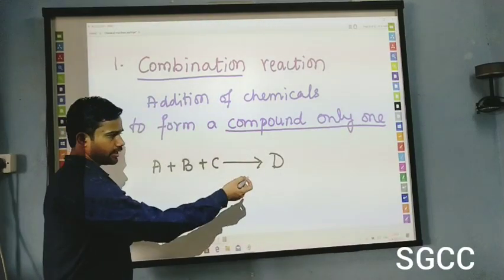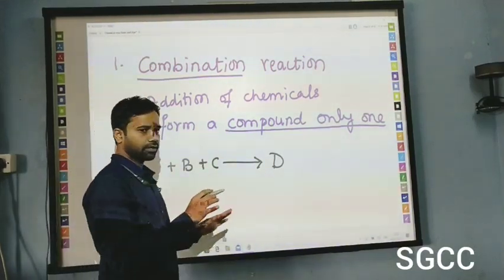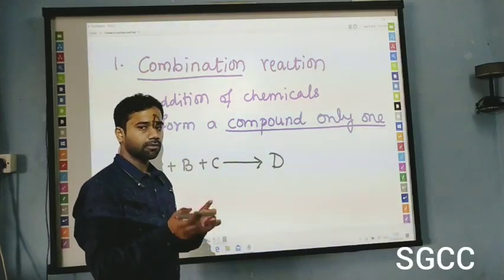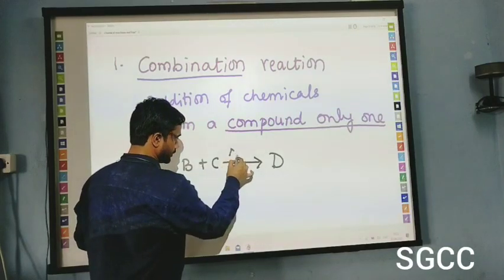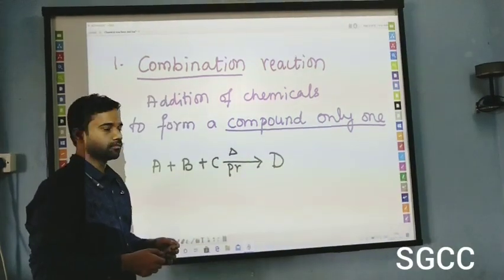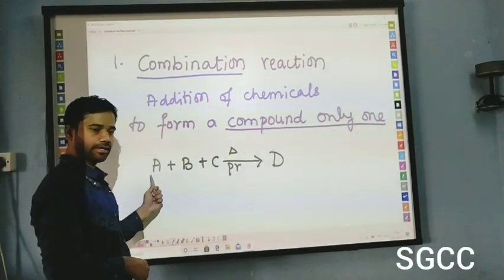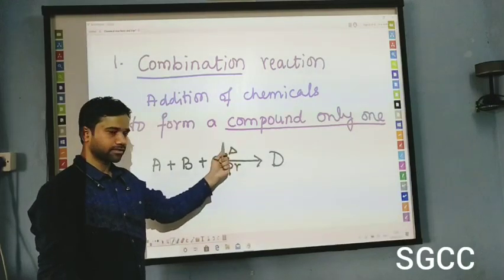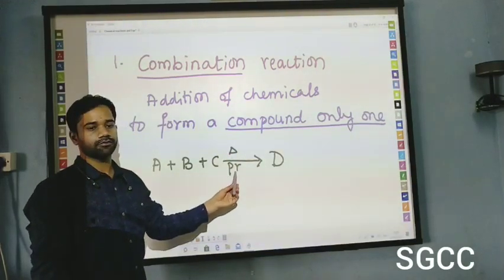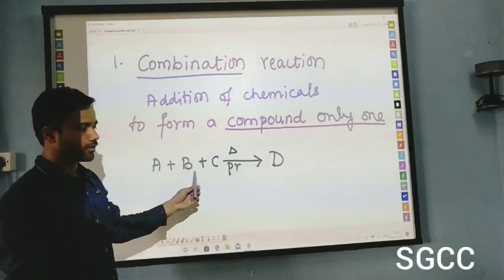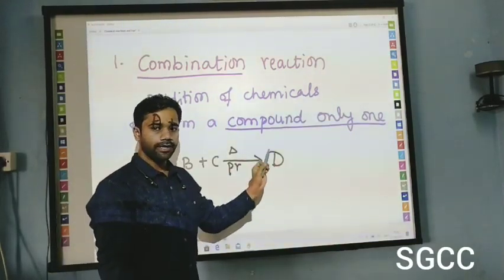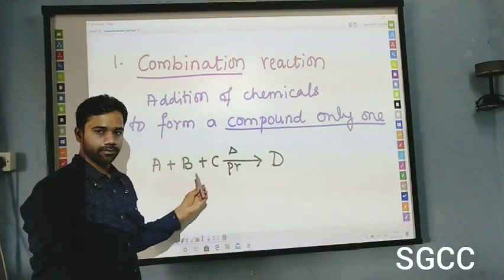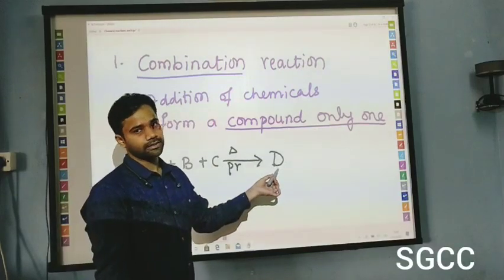In some cases, there is an addition of some help, which we also call a catalyst, or some conditions like heat or pressure. There is a combination of what? Reactant A, reactant B, reactant C, either in the presence of heat or in the presence of pressure, or what we call external pressure, to give only one product. That is the combination of A, B, C to form D.